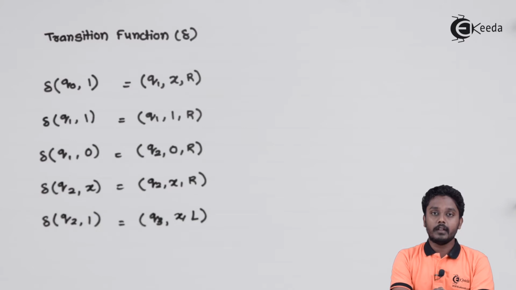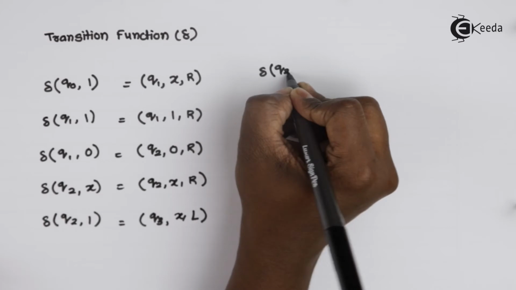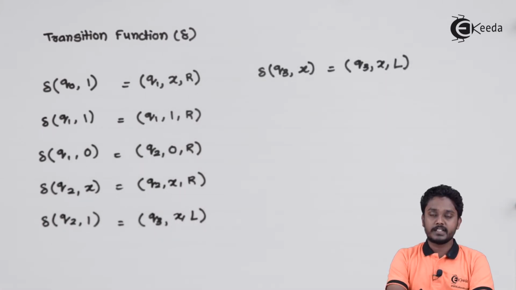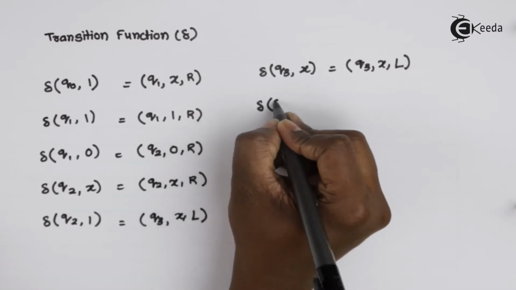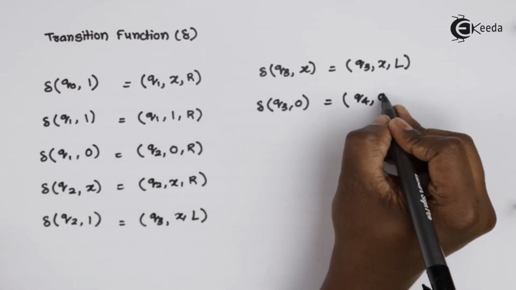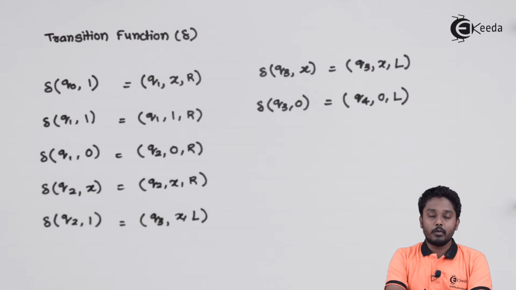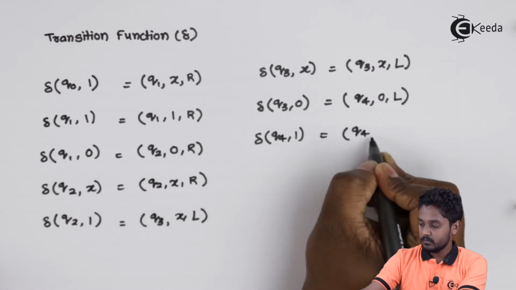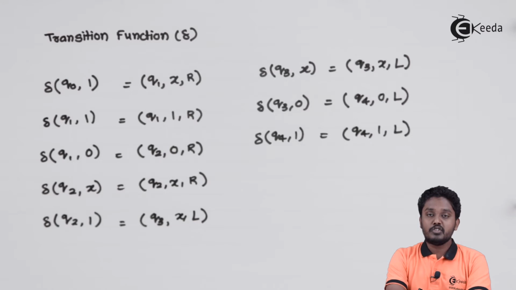From Q3, we will again skip all X's and keep on moving to the left. Then we reach the 0, which is again the middle of the two numbers. From Q4, we will skip all the remaining ones in the first number to reach the first one. Whenever we reach X, we need to move to the right to point to the next first one on the number X. Along with that, we go to the initial state Q0.